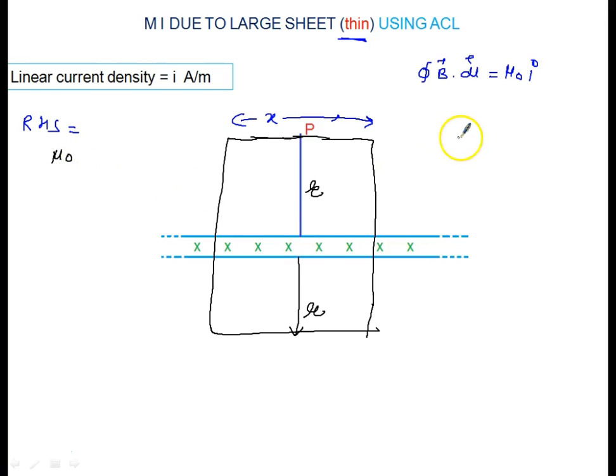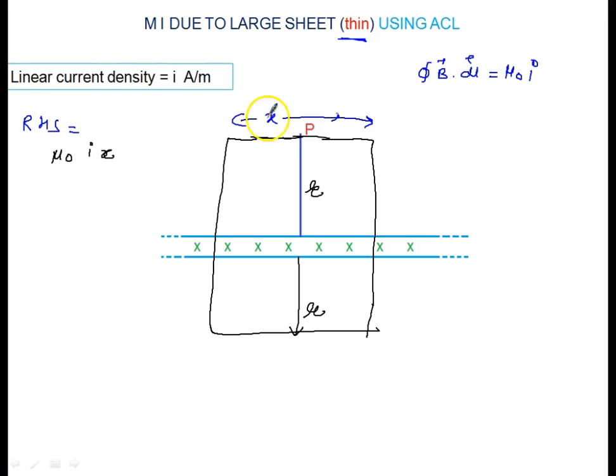Now what is I? I is the current threading through this Amperian loop. Now this much current is threading. You can say this current is entering. How much current is entering? If I say the current density is I ampere per meter, it means in the x meter length, how much current should be entered? That is Ix. So what is the right hand side? I will get only mu naught Ix.